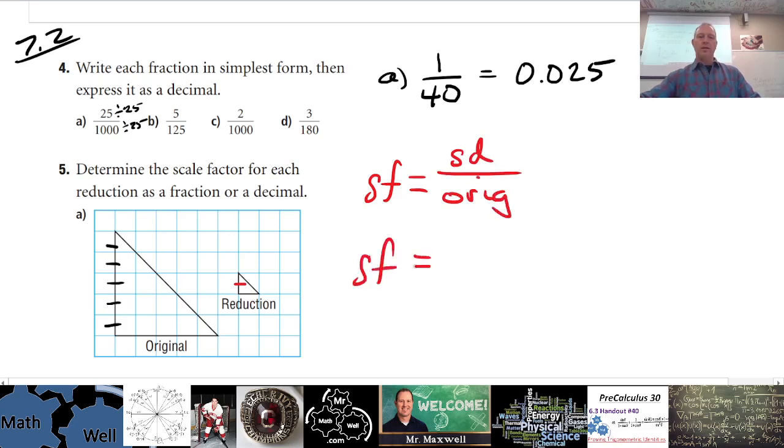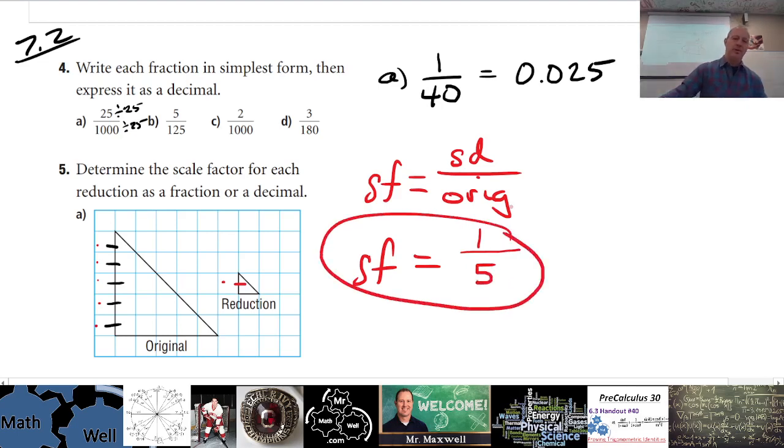So the scale factor here, because all these squares are the same length, it's like they're the exact same units. So I've got 1, 2, 3, 4, 5, and 1. I'm going to put 1 on top for the scale diagram, and then 5 on the bottom for the original. So there you go. There's your scale factor, 1/5. Or as a decimal, 0.2.